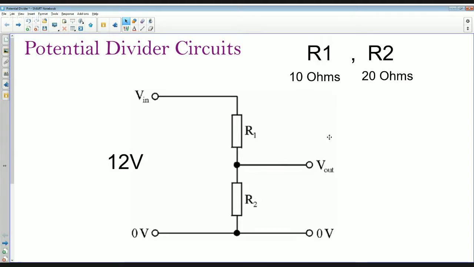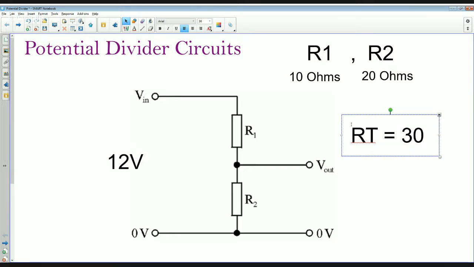Now, in this case, you will need to do some minor calculations, right? What is the total resistance between these two points? In series, we know that we need to add the resistance of R1 to R2, and you get what we call RT, the total resistance, which in this case equals 30 ohms.